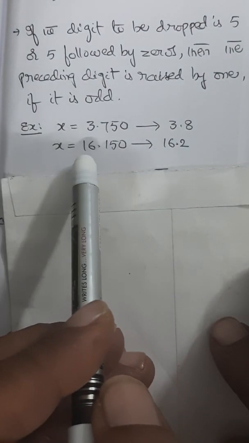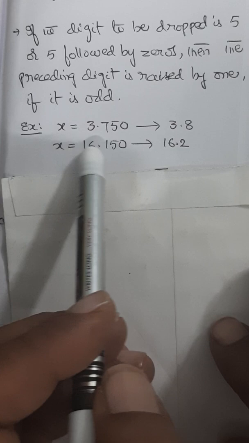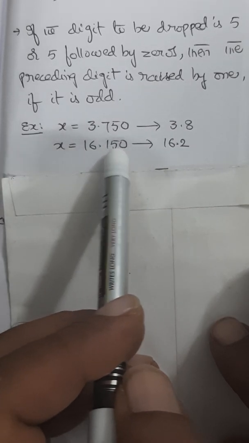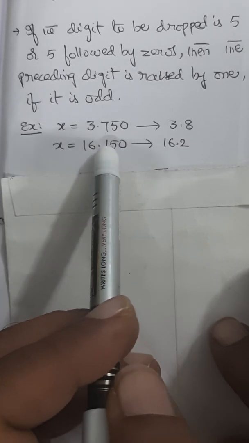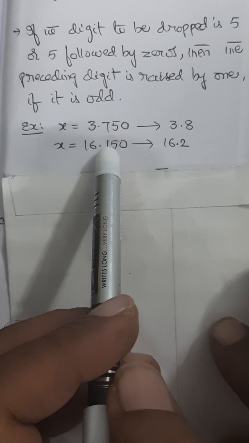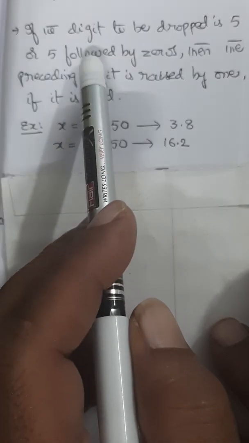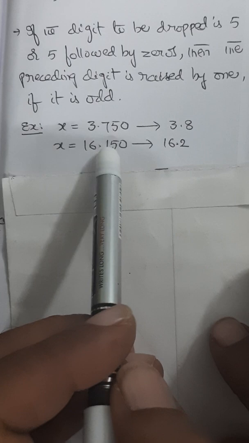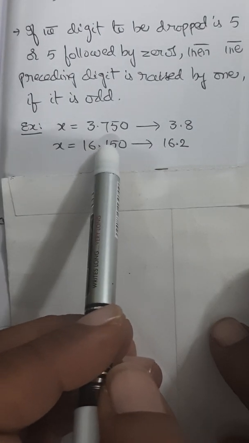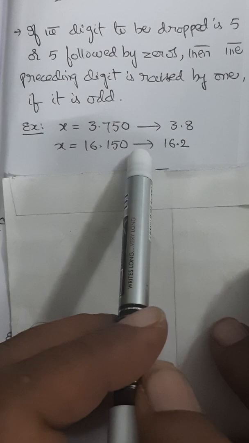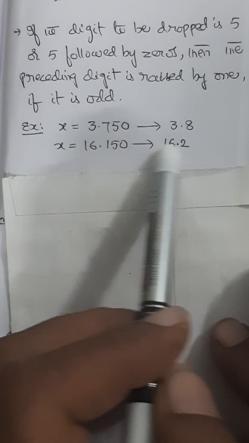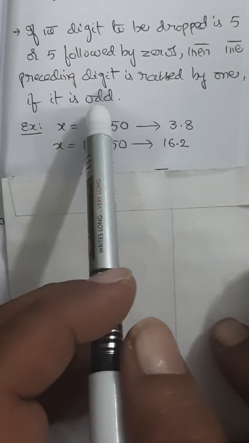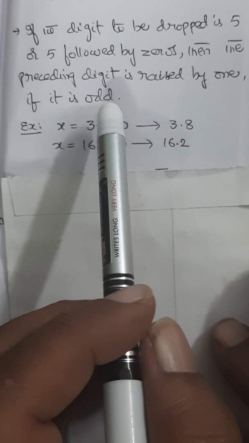Similarly, you take yet another example. For example, x equal to 16.150. So this digit which you want to drop is equal to 5 or 5 followed by 0. The preceding digit, in this case it is 1, is found to be odd. Then in that case, as per this rule, it should be raised by 1. So therefore, 16.150 can be rounded off as 16.2. This is how rule 5 is to be understood. These are some rules that are to be commonly observed while applying rounding of numbers.